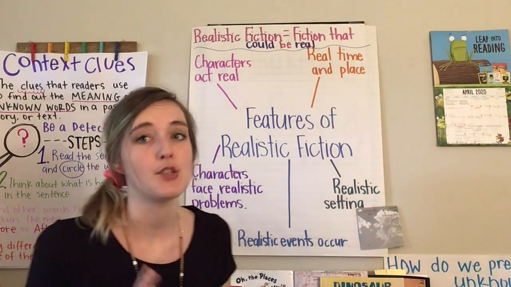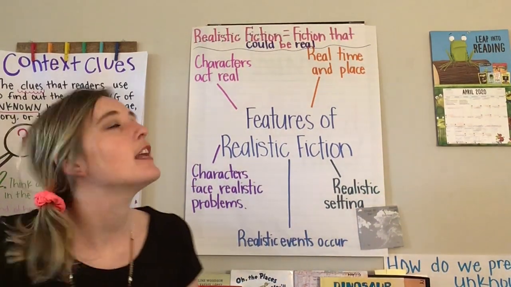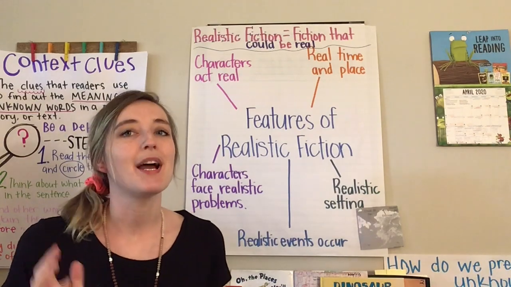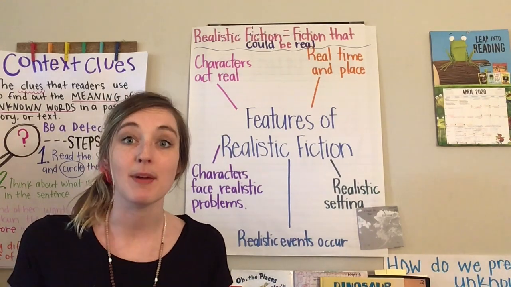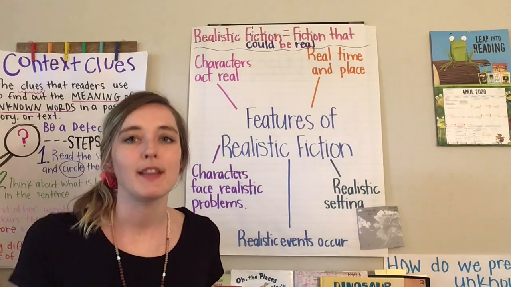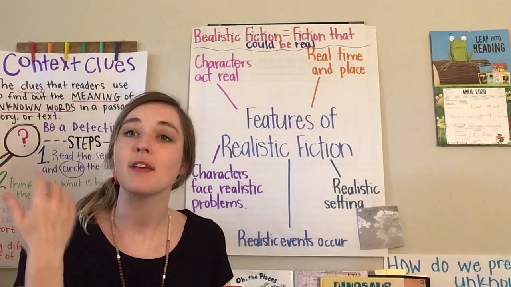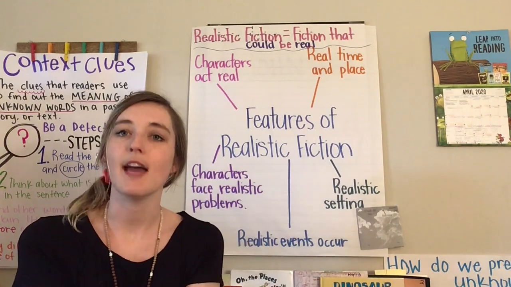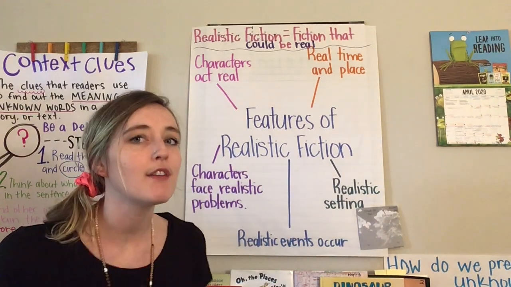So first of all, we're going to get into what that means. Realistic fiction is a fictional story, meaning it did not happen, but it could be. It could have happened. It could have been true. Hence, realistic and fiction. Something that is real, realistic, and something that is fake, put it together. It's a story that is fake but could have been real.